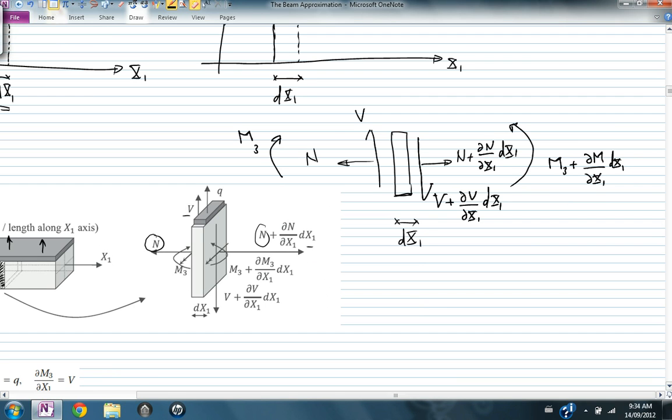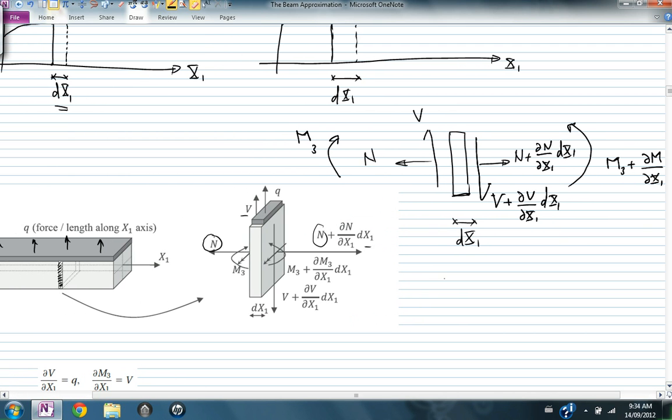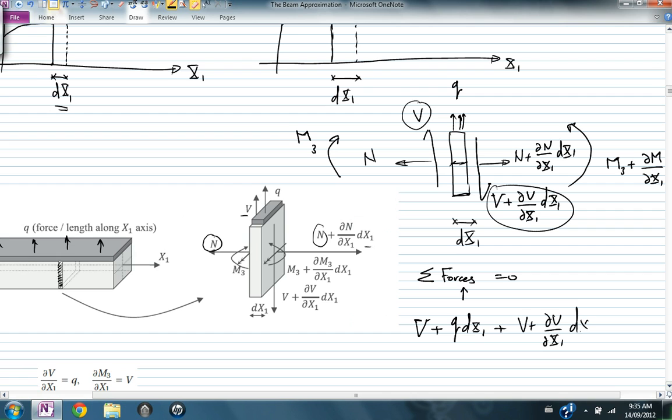Now we can apply Newton's equations of equilibrium. There are two equations here because we're looking at things in plane. Sum of forces equals zero and sum of moments equals zero. Sum of forces in the vertical direction equals zero: V plus this, and I forgot the loading on the beam. I have loading on the beam that's equal to Q multiplied by this distance. So V plus Q dx plus V plus partial V by partial x1 dx1 equals zero.